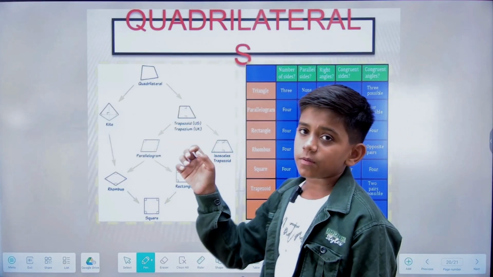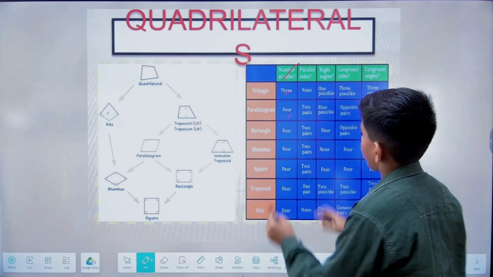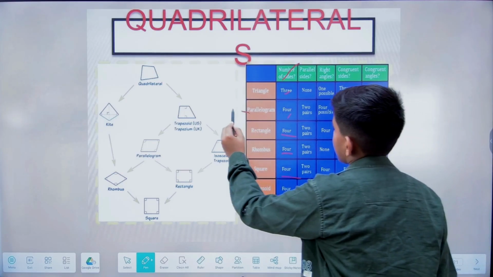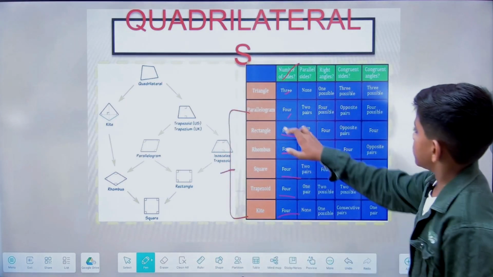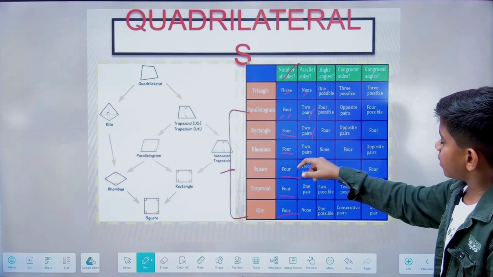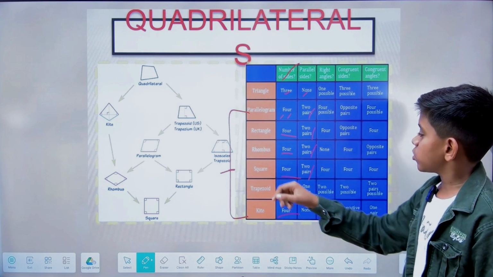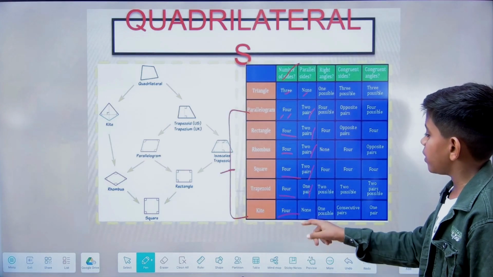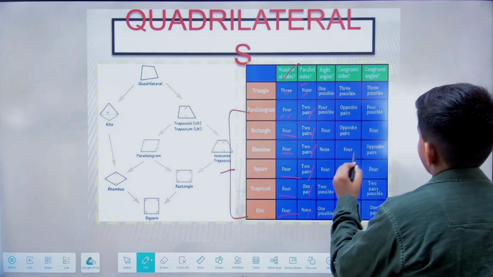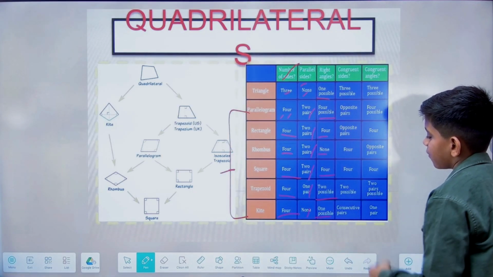Last, we have some properties of the quadrilaterals in all. Number of sides: triangle has 3, parallelogram 4, rectangle 4, rhombus 4, square 4, trapezoid 4, kite 4. So these are quadrilaterals because they have 4 sides. Parallel sides: none for the triangle, 2 pairs for the parallelogram, rectangle, rhombus and square, 1 pair for the trapezoid, and none for the kite. Right angles: 1 possible, 4 possible, 4, none, 4, 2 possible and 1 possible.